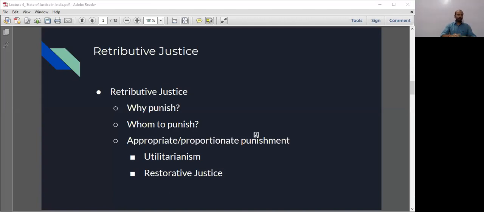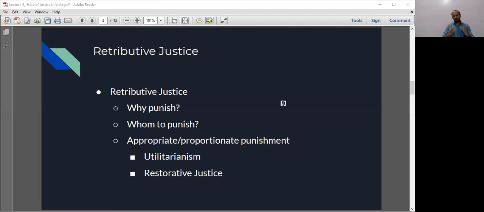So where were we? We were talking about retributive justice. Retributive justice basically talks about whom to punish, why to punish, and how much to punish, right? So these are the things that we were talking about, okay. Now in this concept there are two basic concepts, utilitarianism and then restorative justice, right?